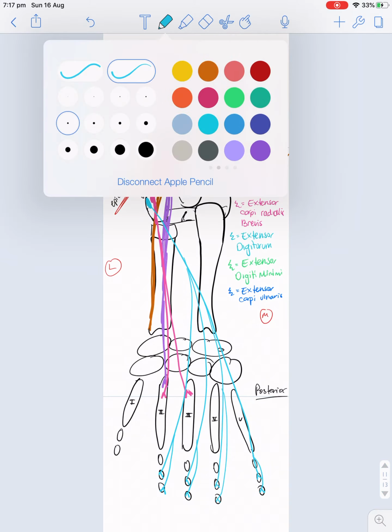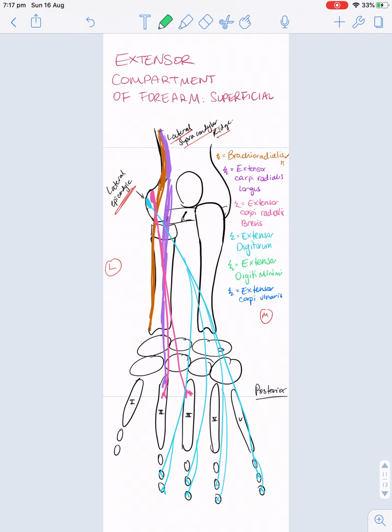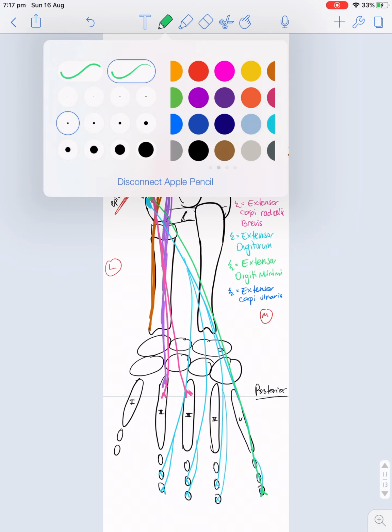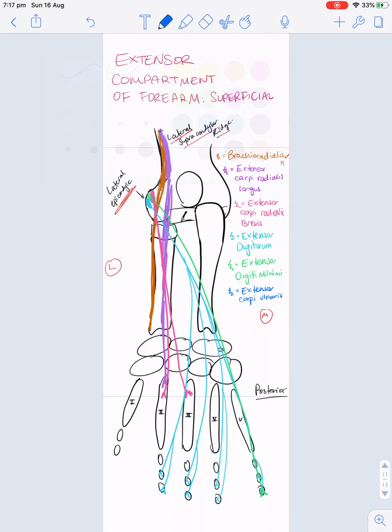Then we have our extensor digiti minimi, and this is going to originate from the lateral epicondyle, and it will insert into the distal phalange of the 5th digit. And our last muscle in the superficial layer of the extensors is going to be the extensor carpi ulnaris, and this muscle as well from that common origin point, from that lateral epicondyle of the humerus, and this is inserting into the base of the 5th metacarpal.